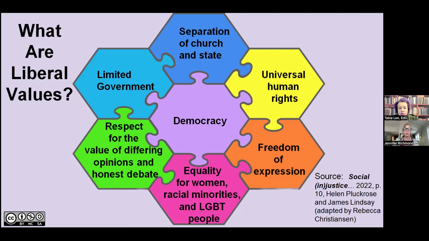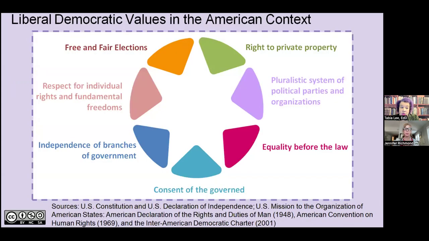So in the center, you see democracy being one of the values, limited government, a separation of church and state, universal human rights, freedom of expression, respect for the value of differing opinions and honest debate, and equality for women, racial minorities, and LGBT people. Just writ large, what are liberal values?